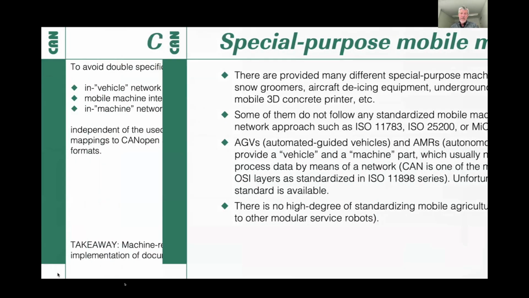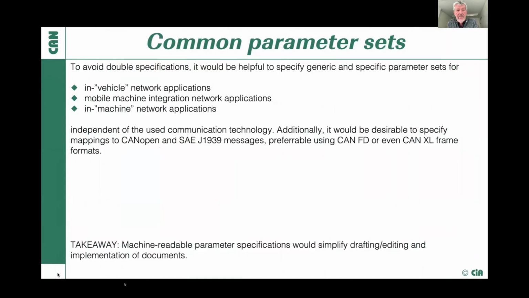What would be very helpful would be if we would have common parameter sets. In order to avoid double specification, it would be helpful to specify generic and specific parameter sets for in-vehicle network applications, mobile machine integration network applications, and in-machine network applications, independent of the used communication technology. Then we could map them to different technologies like CANopen, like J1939, or any other higher layer protocol which will be standardized in the future. We have some proposals how to do this.